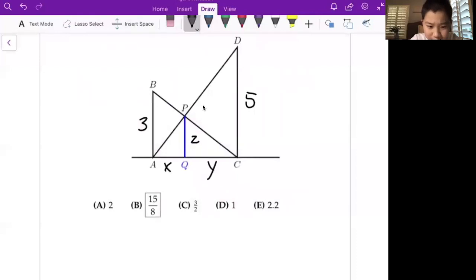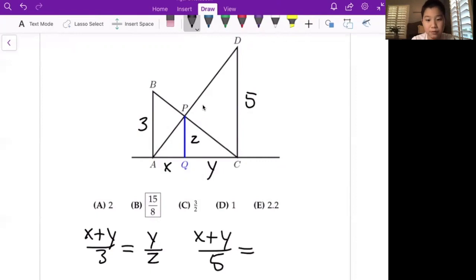So we know that BA over AC, or AC over BA, X plus Y over 3, is equal to QC over PQ, Y over Z. Why? Just simply the similar triangles. Again, let's try to find another one. How about X plus Y over 5, AC over CD, is equal to X over Z. Why? Well, similar triangles again.